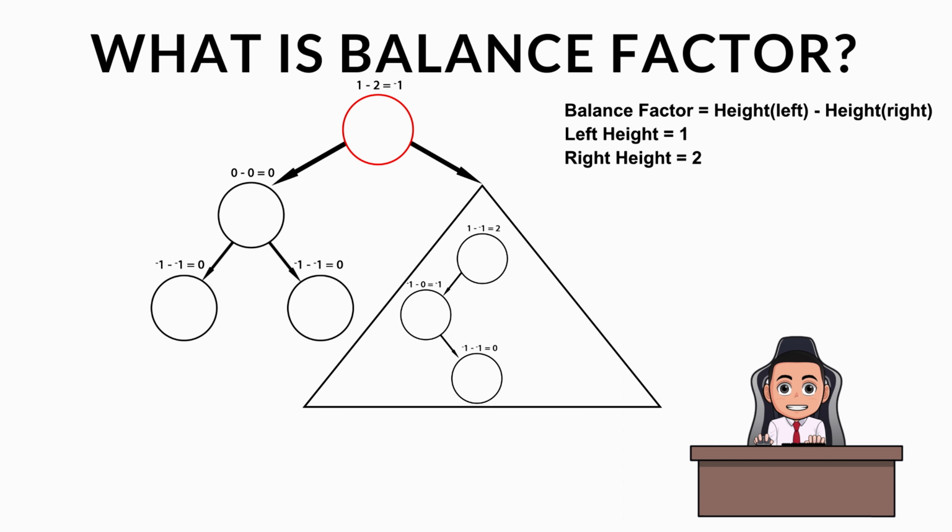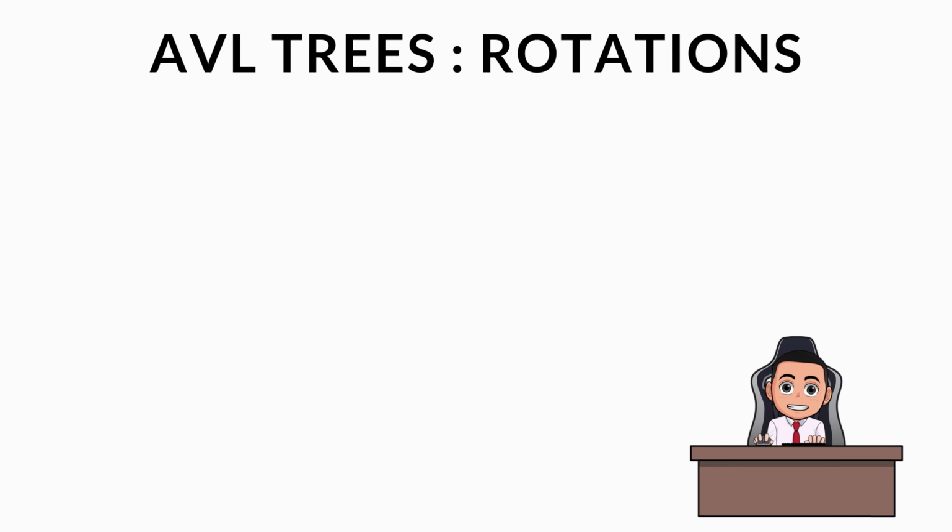Alright, so now that we know how to calculate the balance factor of a node to determine whether or not a tree becomes unbalanced, the next question should be, how do we make an unbalanced tree balance again? So the way that an AVL tree accomplishes this is through rotations. To get started, there is a total of 4 cases to handle. So let's go over the first case.